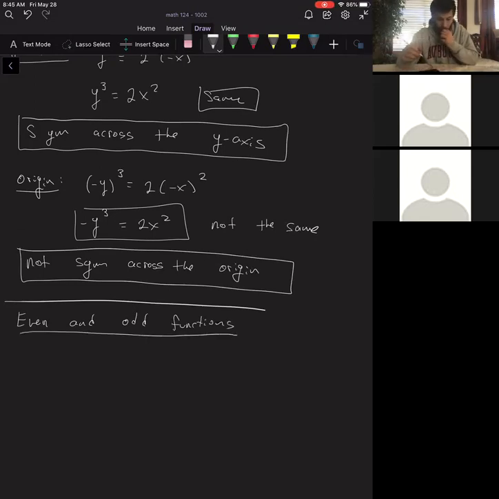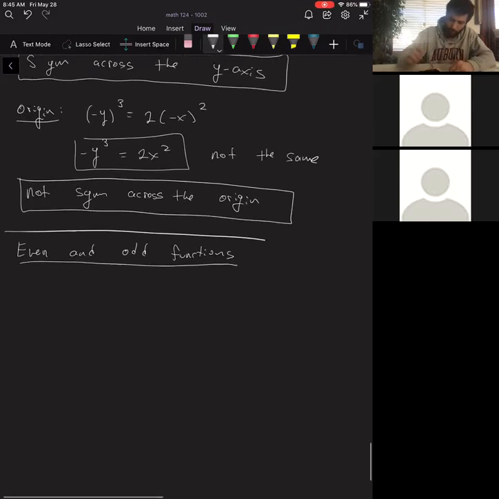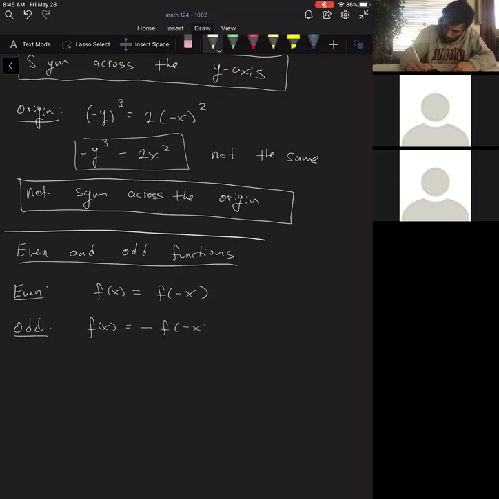So, even functions and odd functions. Let's go over the definition of an even function. An even function is one where f of x is equal to f of negative x. So if we replace x's with minus x's and get the same thing, we're even.